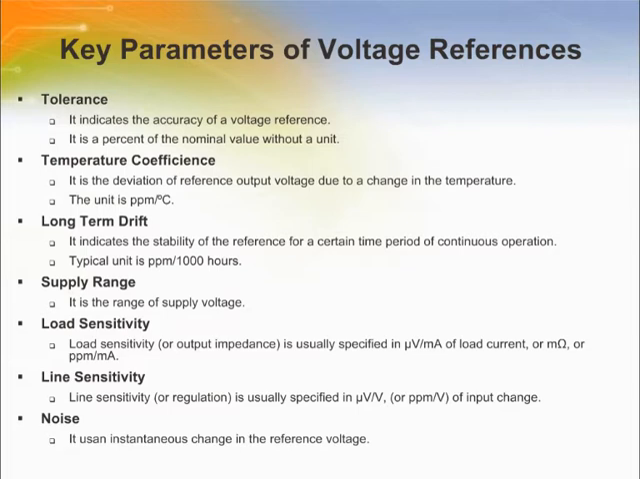Noise in voltage references is often overlooked, but it can be very important in system design. Load sensitivity or output impedance is usually specified in microvolts per milliamp of load current, or milliohms, or parts per million per milliamp. It is a measure of the change in output voltage due to a change in input. Noise is an instantaneous change in the reference voltage. It is generally specified on datasheets, but system designers frequently ignore the specification and assume that voltage references do not contribute to system noise.